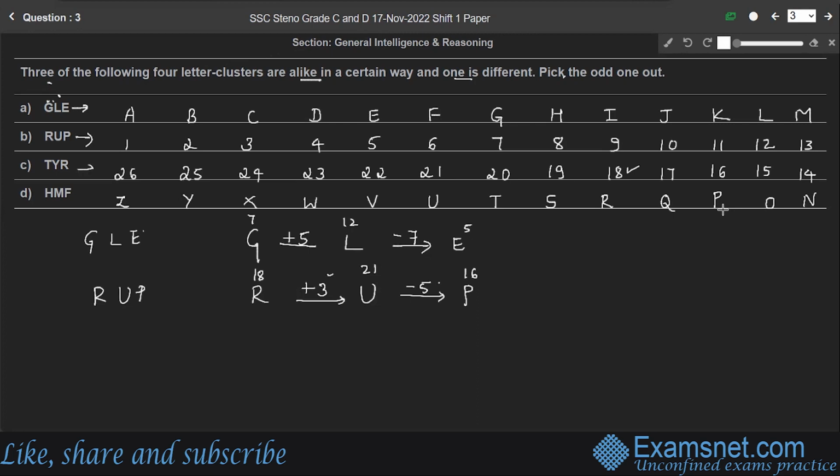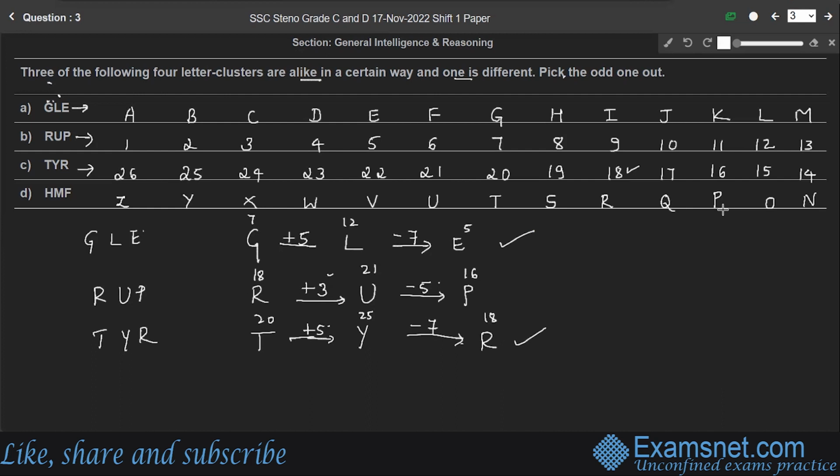So to find the odd one, we'll consider the third cluster, which is TYR. Positional value of T is 20. The second letter is Y, which is 25. So we can write T plus 5 as Y. 20 plus 5 is 25. Whereas the last letter is R, which is 18. Its positional value is 18. 25 minus 7 is 18. So which follows the same logic as that of the first one, right? So first and third clusters follow the same logic.